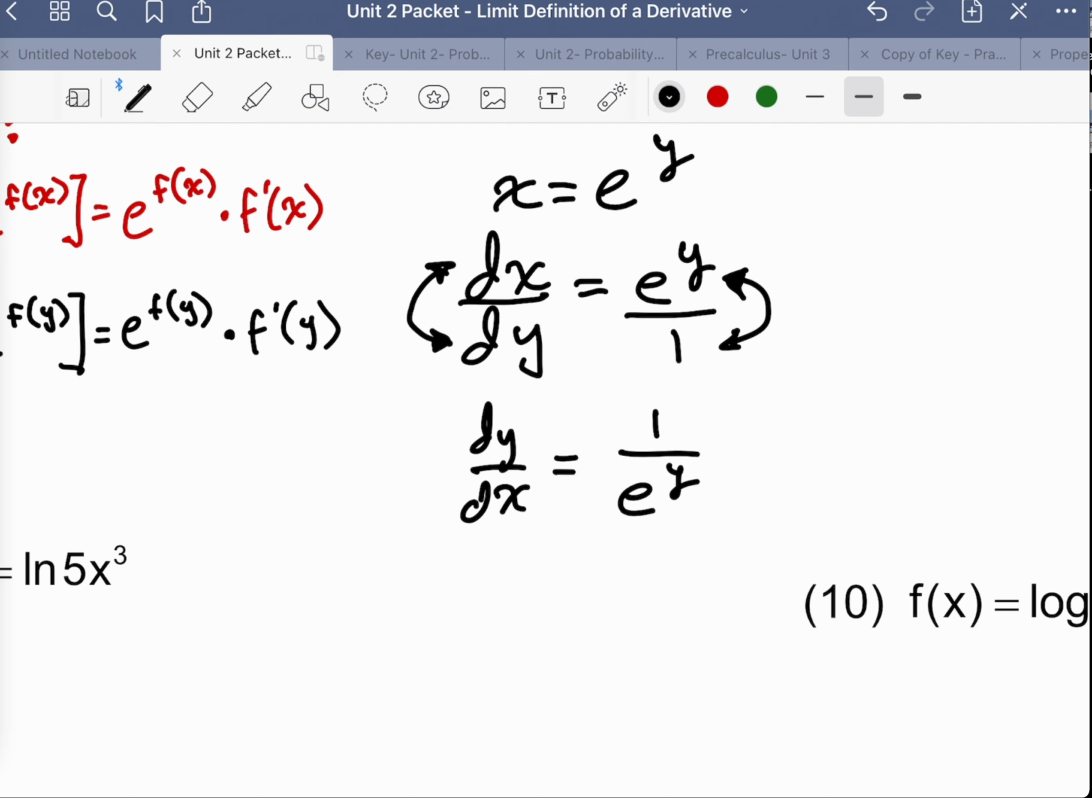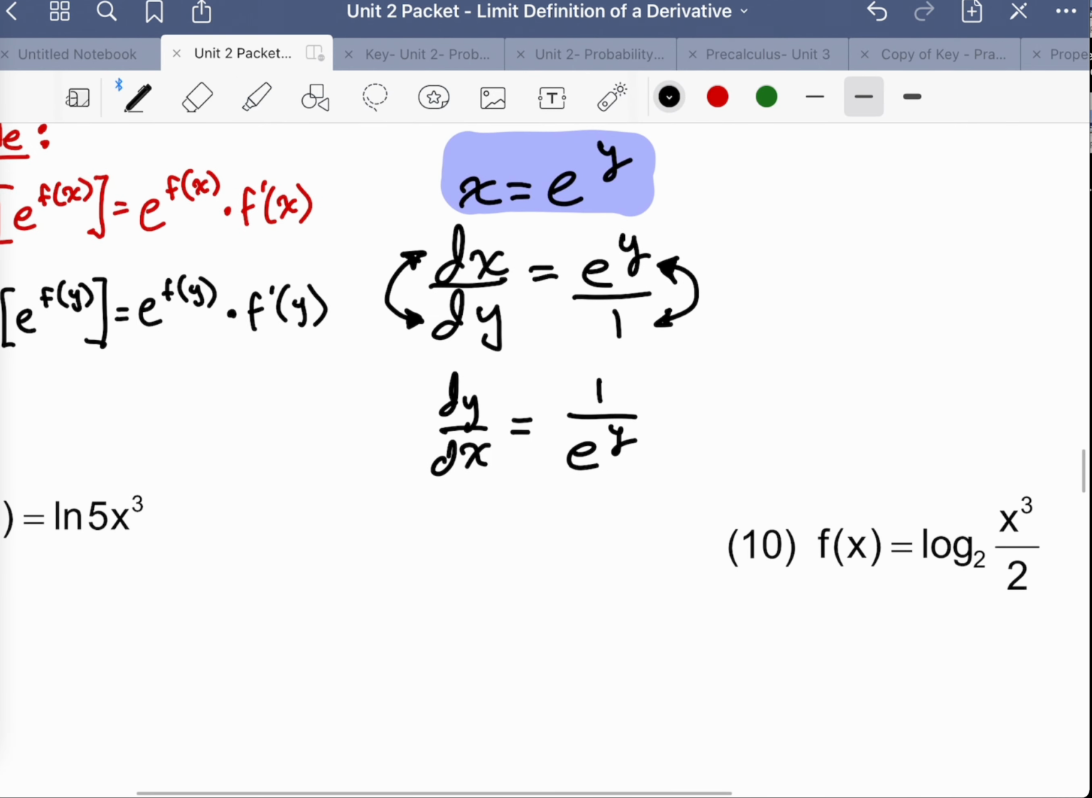Fortunately, I have a relationship here between x and e to the y. It says right here that x and e to the y are the same thing. That allows a substitution. And that in turn tells me that the derivative dy over dx, the derivative of my original function, instead of saying 1 over e to the y, I could just say 1 over x.